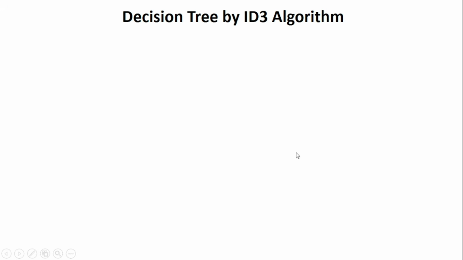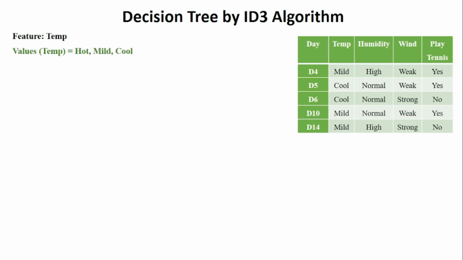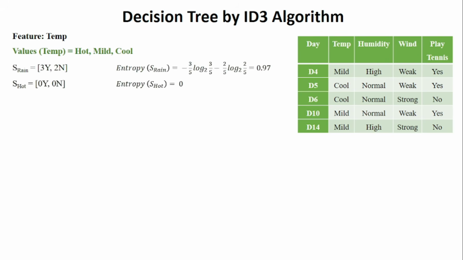So let me repeat the same process again. But in this case, what are the data points we need to consider? Only 5 data points, namely D4, D5, D6, D10 and D14, as I mentioned in the previous graph. The input features, apart from outlook, we need to choose the remaining 3: temperature, humidity and wind. The values under temperature are hot, mild and cool.